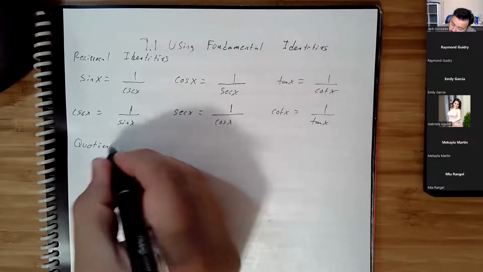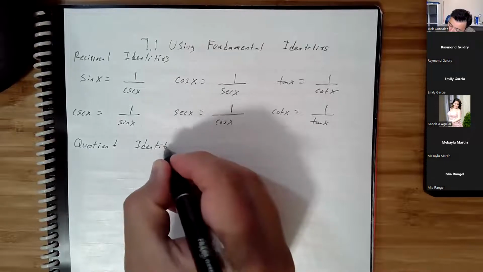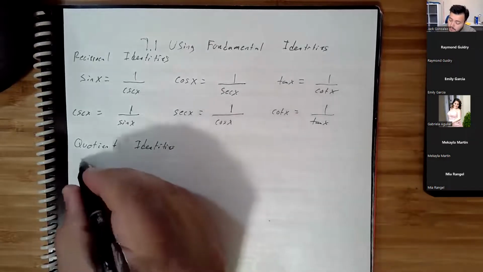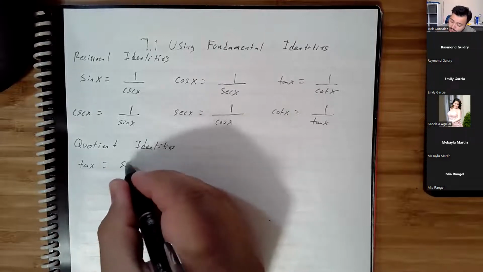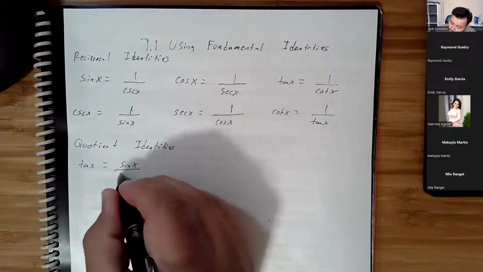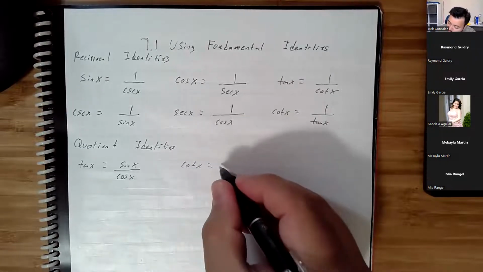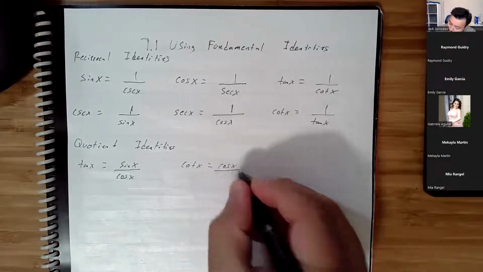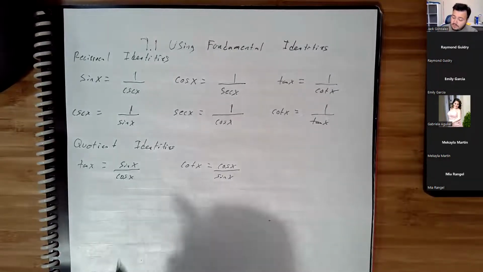Quotient identities. You have tangent x equal to sine x over cosine x. Cotangent x equal to cosine over sine. It's the first set right here.